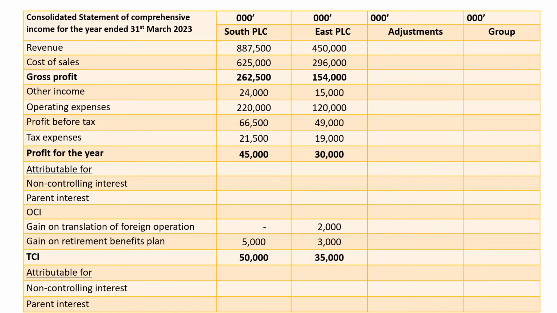In the income statement, under operating expenses, the amortization of 1,500 should be recognized. At the same time, under the profit after tax which is attributable to non-controlling interest, we have to reduce this amortization. This non-controlling interest starts with East PLC's profit after tax.